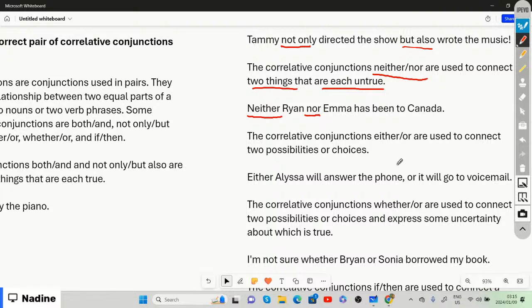Now if we use the correlative conjunction either or, it's like saying it's either this or it's that. They are used to connect two possibilities or choices. So it's a choice. For example, either Alyssa will answer the phone or it will go to voicemail. So that is either one of those possibilities that might happen. It's either that Alyssa's going to answer the phone or the phone will just go to voicemail. Those are the two possibilities.